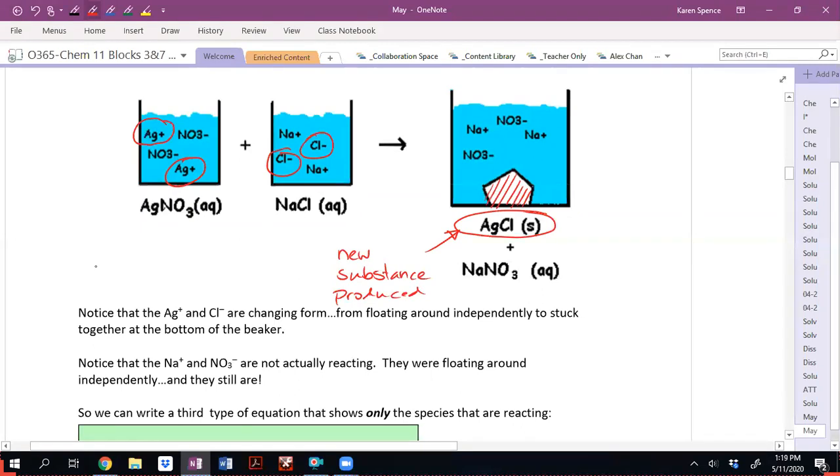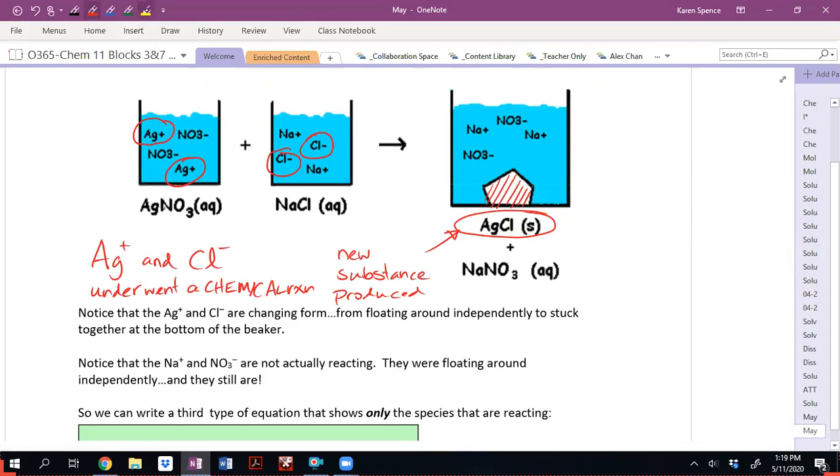And so Ag plus and Cl minus underwent a chemical reaction. Okay, because they started out floating around and now they're not floating around. Now we have a solid, so a new substance was produced.